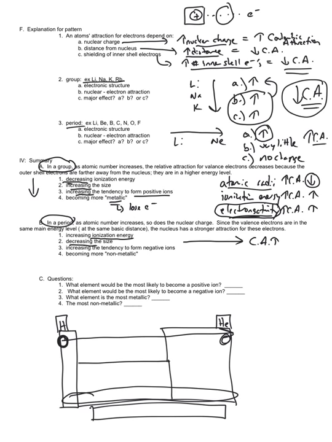And therefore, when we go across the period, elements become more non-metallic. Non-metals have a tendency to want to gain electrons. Therefore, they have high electronegativities.